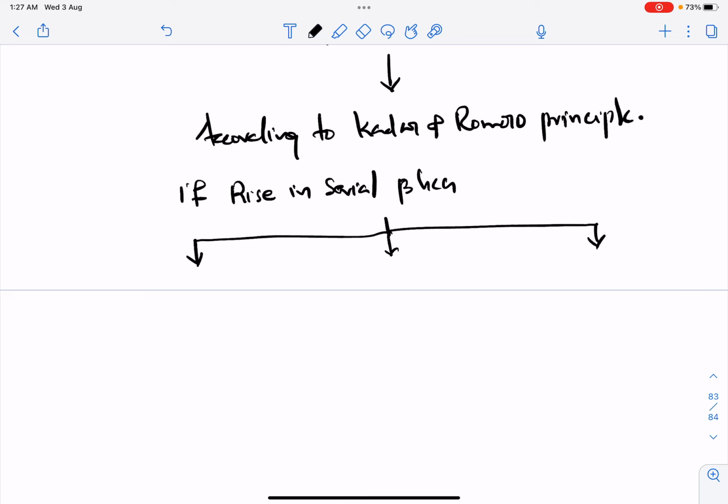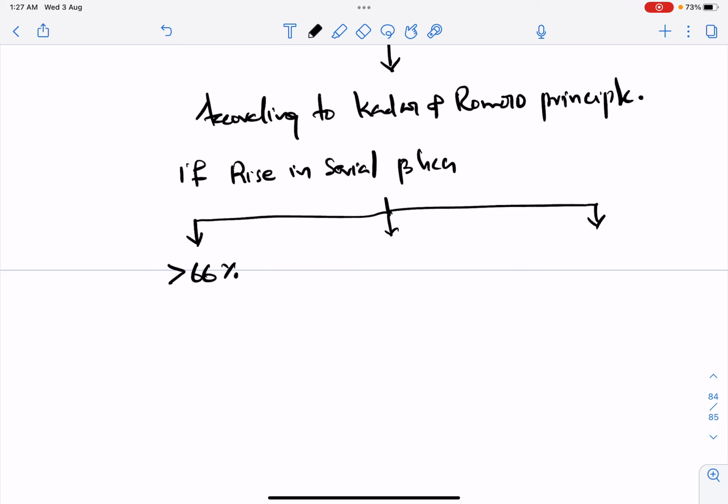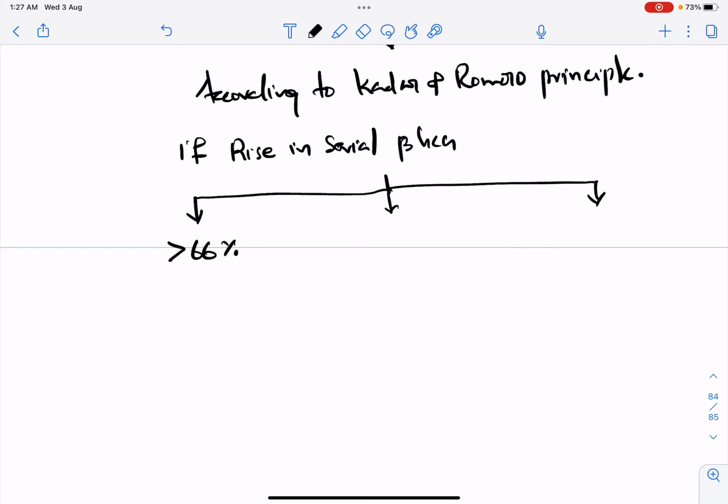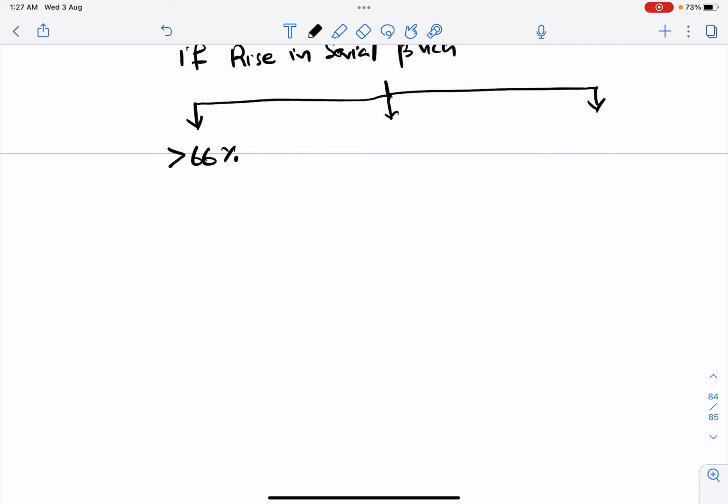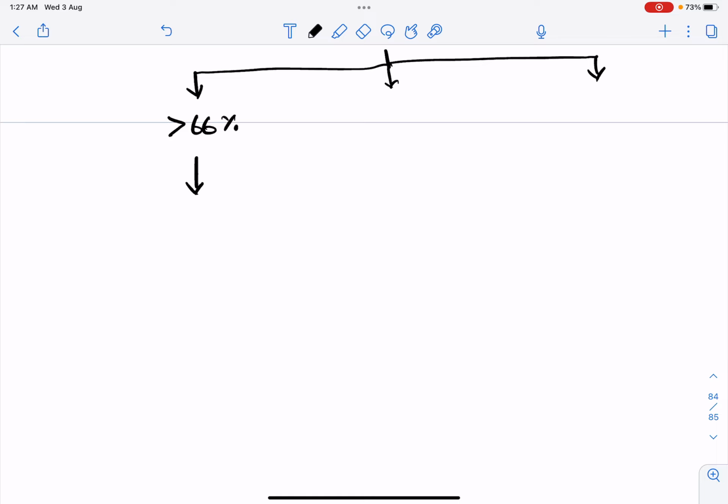If the rise is more than 66%, the sac is not visible in TVS, so we don't know where the sac is located. If the beta HCG is rising more than 66% of the previous value every 48 hours, we are expecting the sac to be intrauterine, within the uterus only. So we are expecting an intrauterine pregnancy according to the principle of Kadar and Romero.